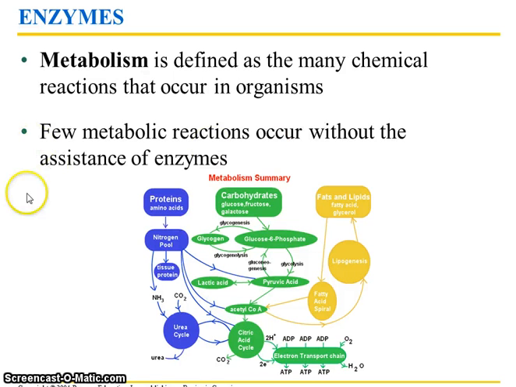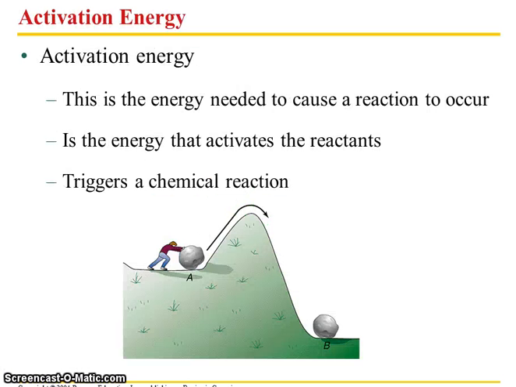They're very specific. Each enzyme only helps with one reaction. So depending on what enzymes we have present in a cell, we can determine different types of metabolisms in different cells. So why do we need enzymes? Why do reactions go really slowly on their own? That's because they require activation energy to get started.